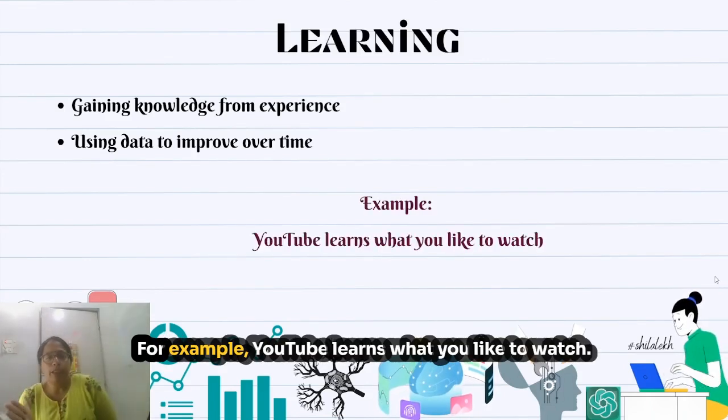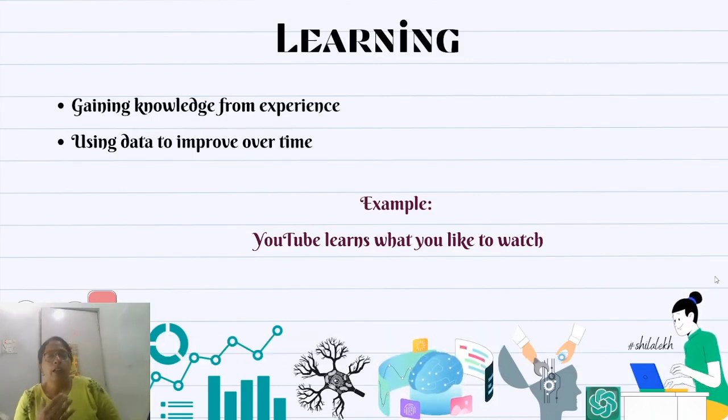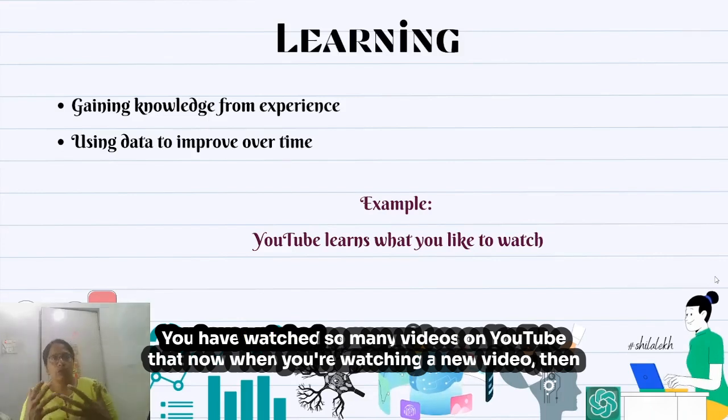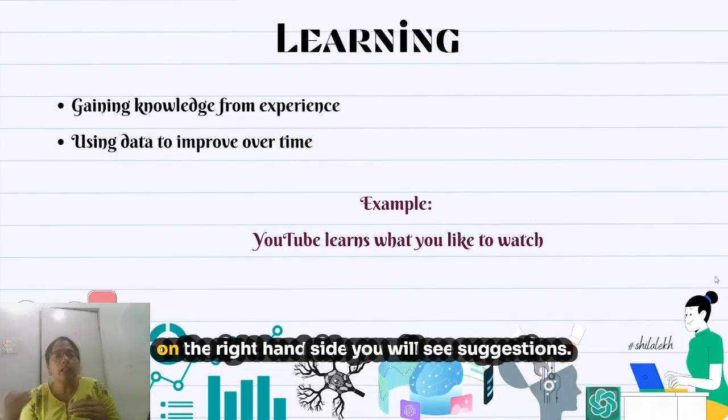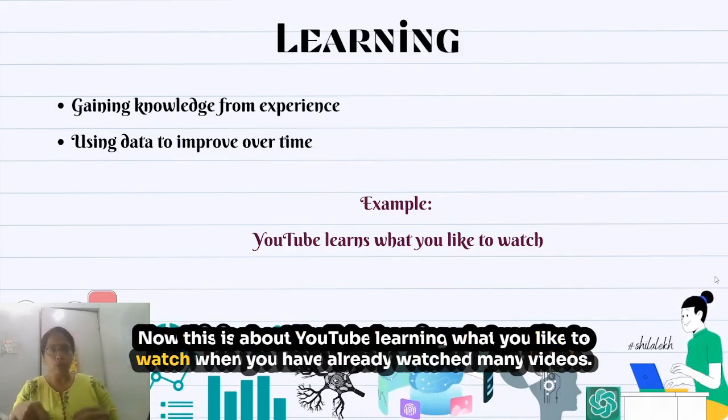For example, YouTube learns what you like to watch. The example that I was giving you earlier as well. You have watched so many videos on YouTube that now when you're watching a new video, on the right hand side you will see suggestions. Now this is about YouTube learning what you like to watch when you have already watched many videos.